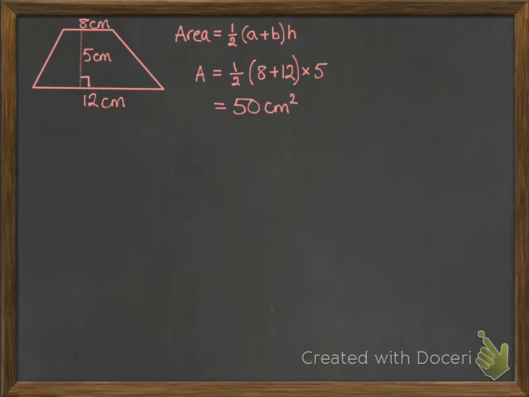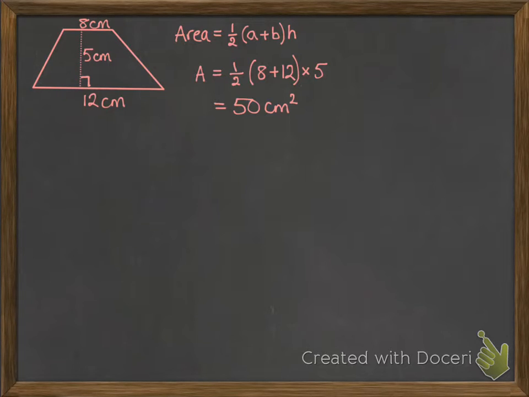Okay, trapezium. So the area is half times (a plus b) times h. Now the a and the b are the two parallel sides. So that 8 and 12 are the two sides that we add together. Then we half that and multiply it by the perpendicular height.